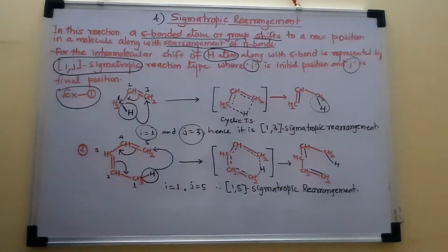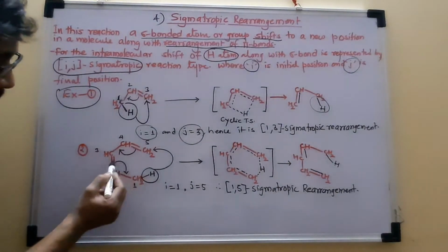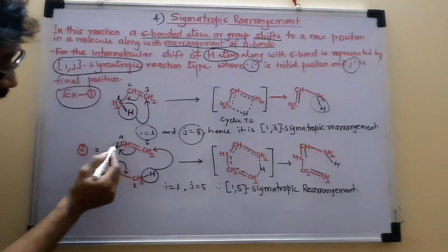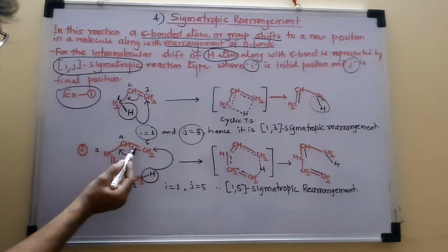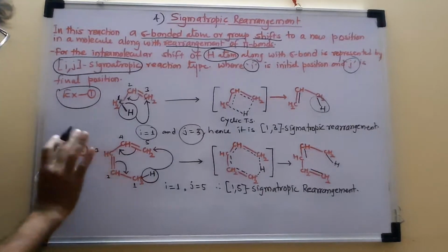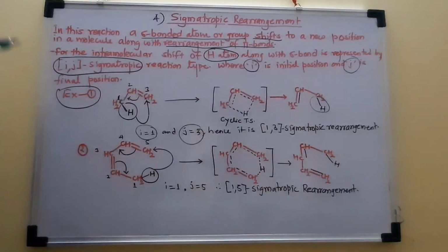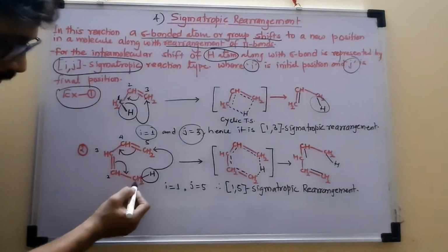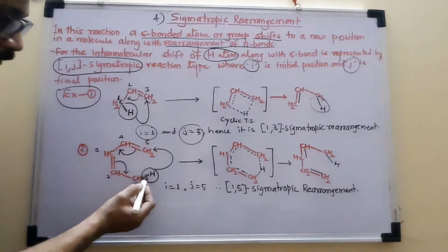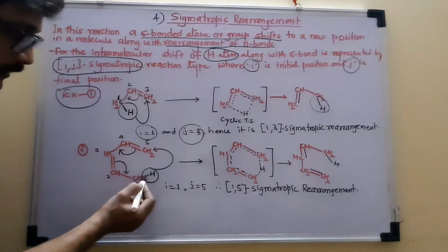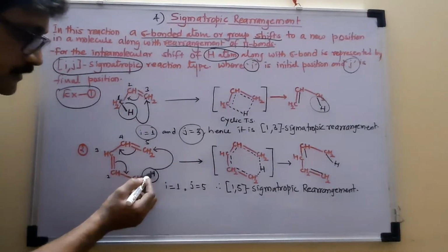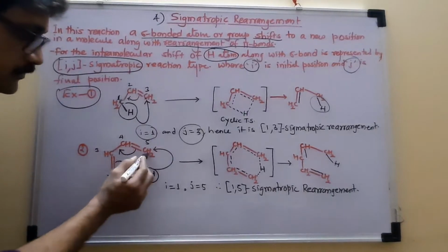In another example, there are two pi bonds. See the position. There must be pi bonds at alternate positions: double bond, single bond, double bond, single bond. Then and only then can you perform this reaction. Now the hydrogen present here is considered carbon 1. It moves along with the sigma bond, and this bond is taken. This hydrogen is moving from this position to this carbon.